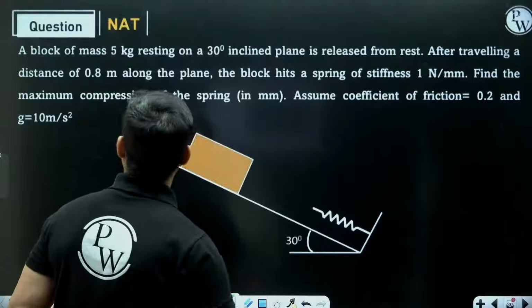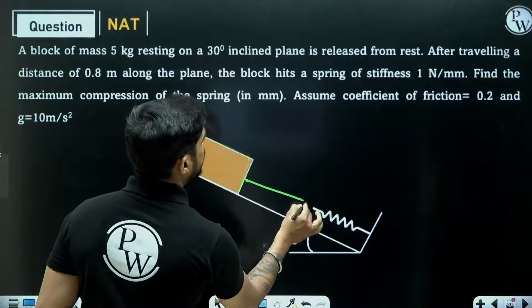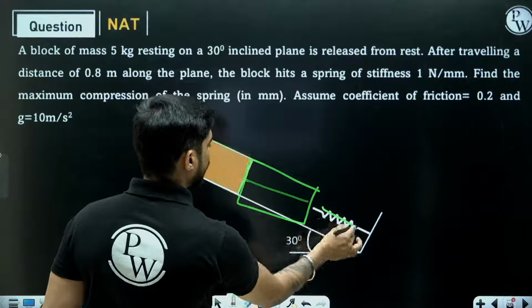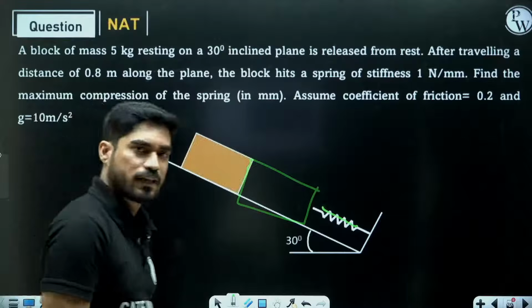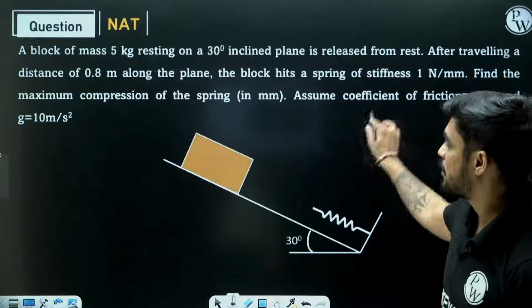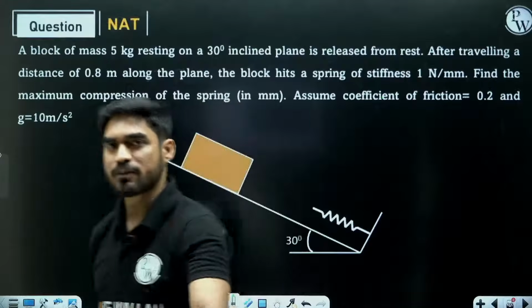What is happening is we are releasing this block from rest. It moves by a distance 0.8 meter and then it hits the spring. Now, when it hits the spring, the spring will start getting compressed. They are asking what is the maximum compression of the spring. So first you need to understand the condition of the maximum compression.